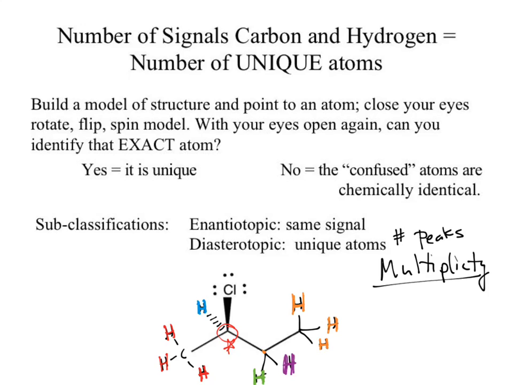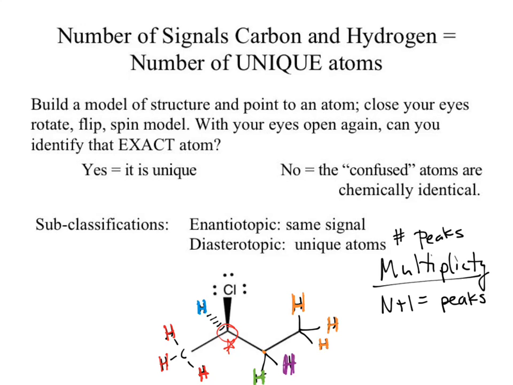How do we determine our number of peaks? Neighbors plus 1 equals peaks. So it's the number of hydrogen neighbors plus 1 that will equal their number of peaks. Why do we count the number of hydrogen neighbors? They have an effect on the peak, right?